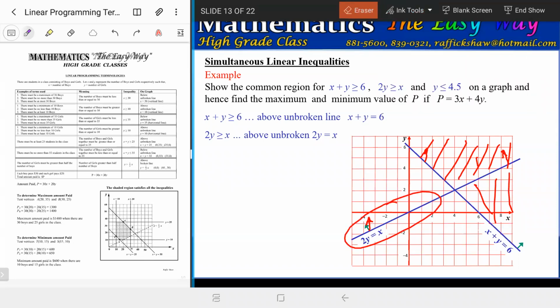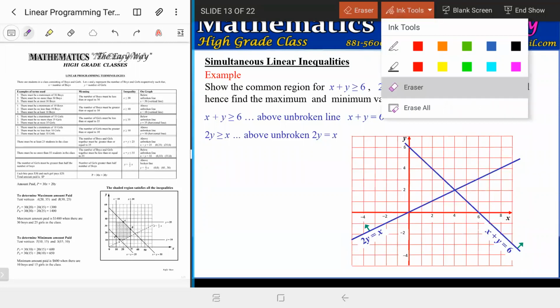All right, so pay attention. The region that we want is somewhere up there. So far that's the region we want, but as I said, we're not going to shade yet. I'll leave the shading until we put on all the lines.